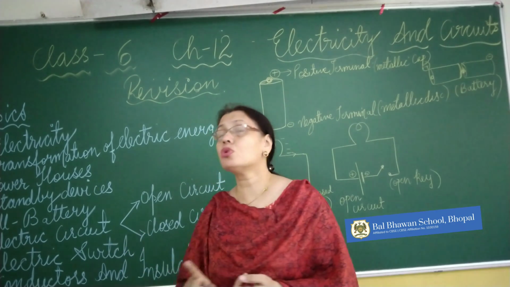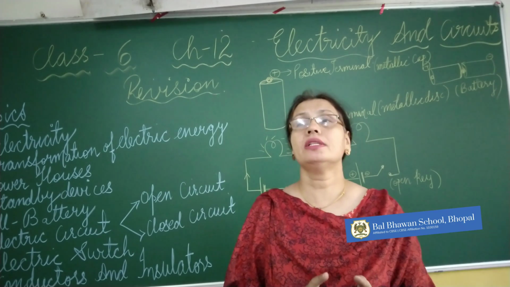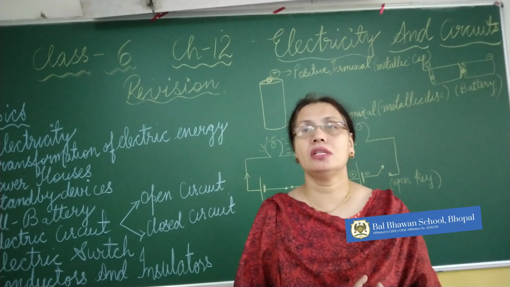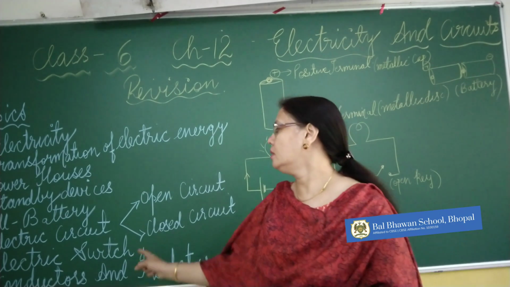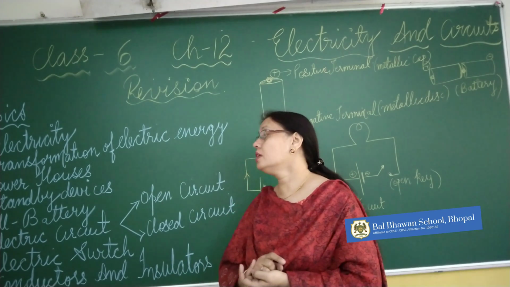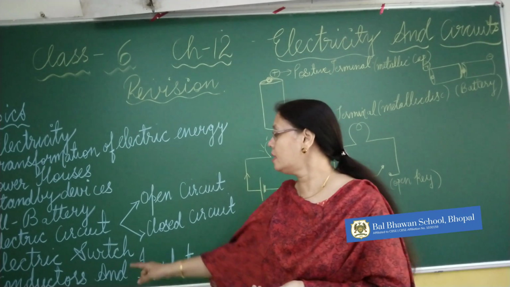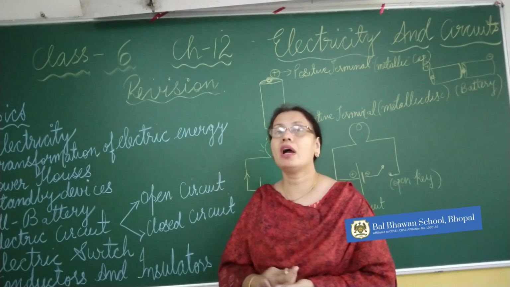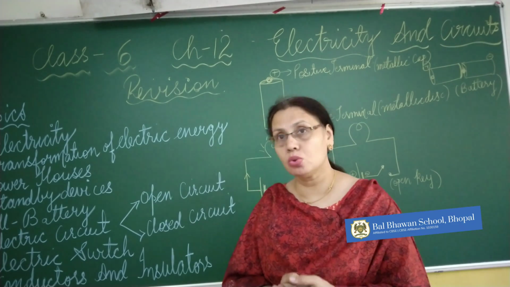Now when the switch is off, the circuit is open. There is a gap. The circuit is an open circuit, incomplete circuit, and the apparatus connected to such a circuit will not work since it will be an open circuit. So clear? Electric switch is a device by which the flow of current in a circuit can be controlled.